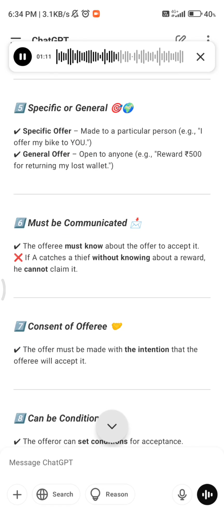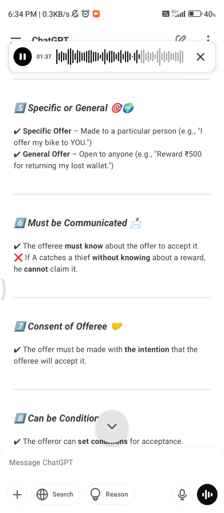5. Specific or general. Specific offer, made to a particular person, e.g. I offer my bike to you. General offer, open to anyone, e.g. reward 500 for returning my lost wallet. 6. Must be communicated. The offeree must know about the offer to accept it. If A catches a thief without knowing about a reward, he cannot claim it.